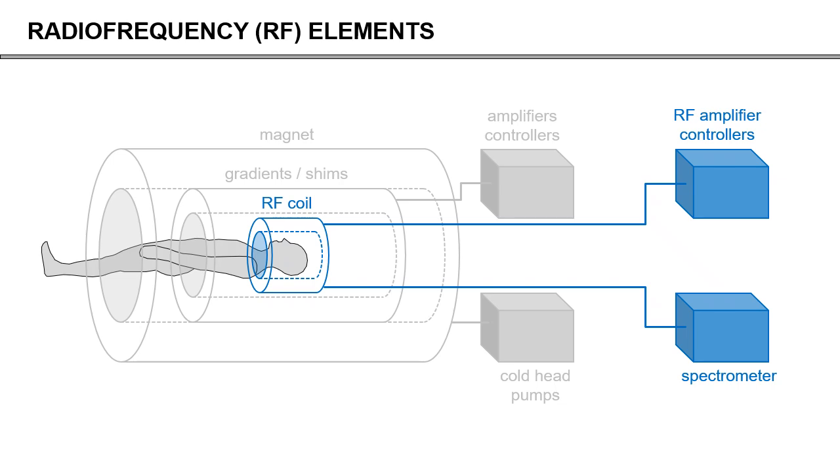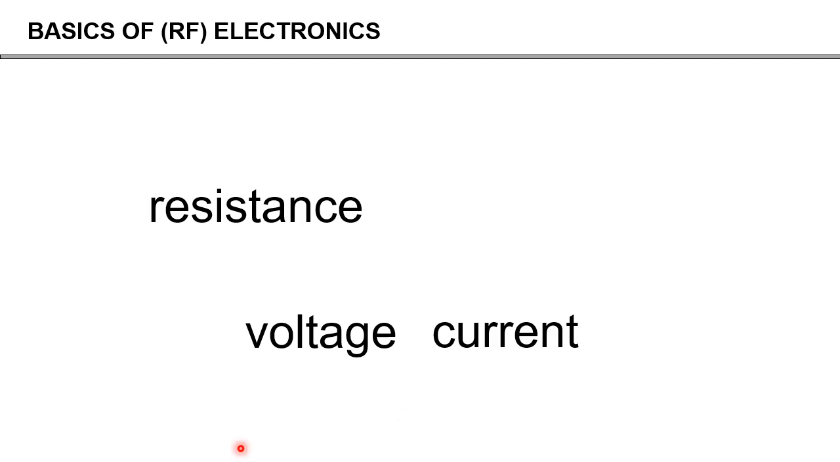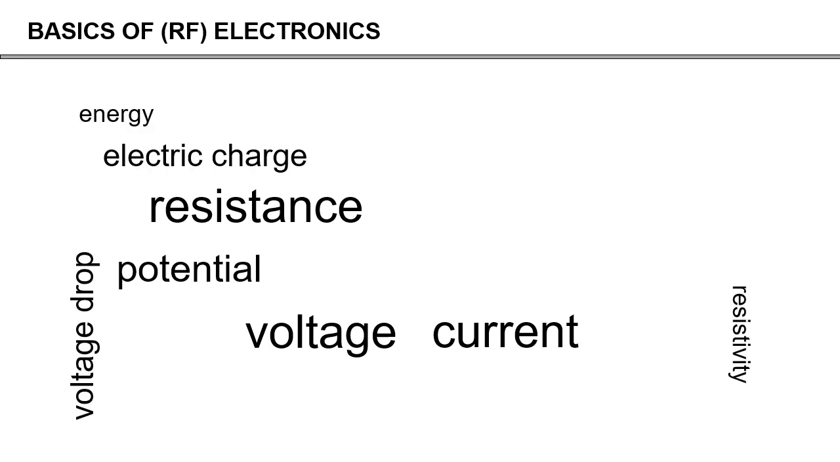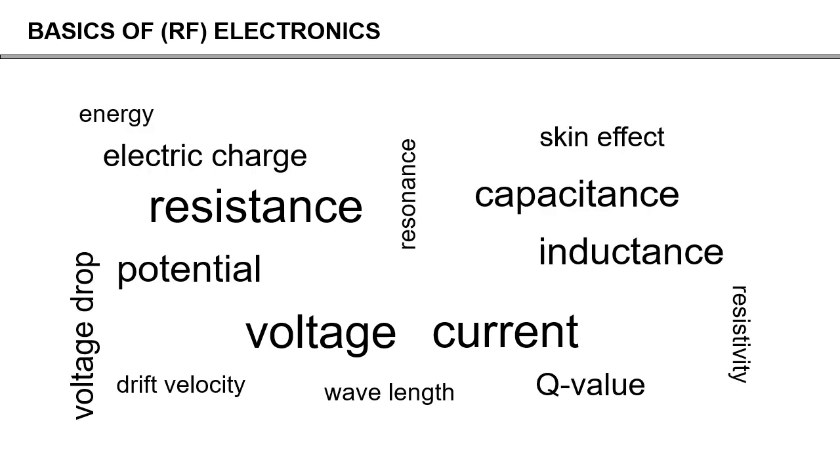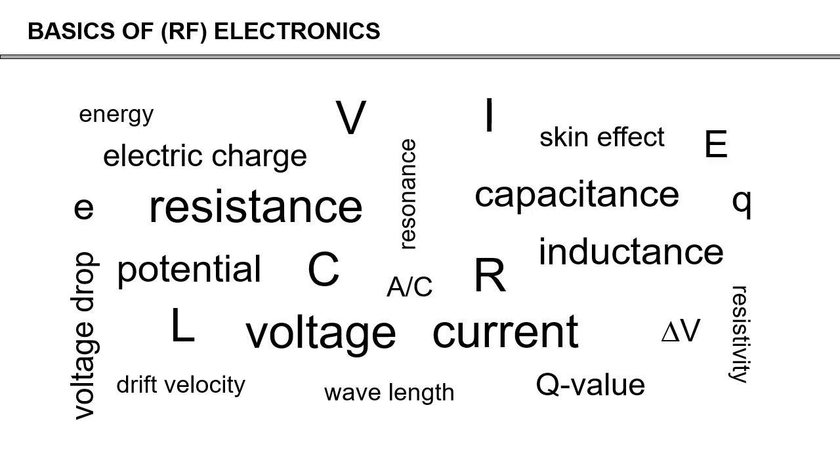Now there has been quite a bit of time between the current video on RF coils and the previous hardware videos. One of the main reasons is that to understand RF coils, you need quite a bit of knowledge. You need to be familiar with terms like resistance, voltage, and currents. But it doesn't just end there. There are many other terms like electric charge, voltage drop, capacitance, inductance, and a whole bunch of symbols as well. In other words, there is a wide range of knowledge required to really understand RF coils.